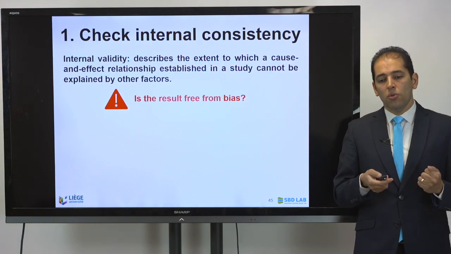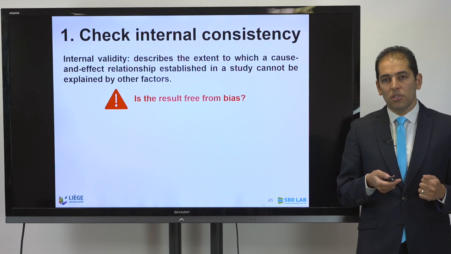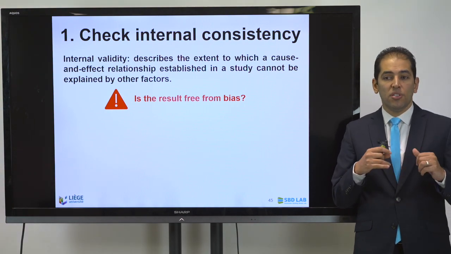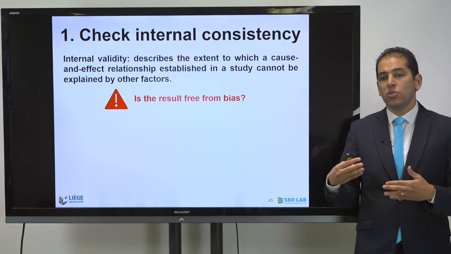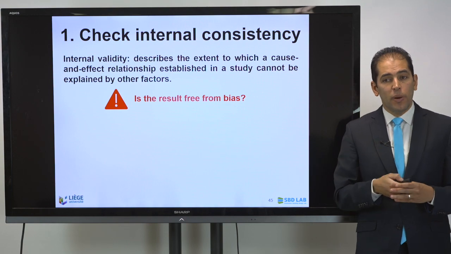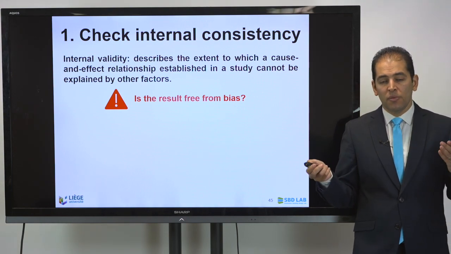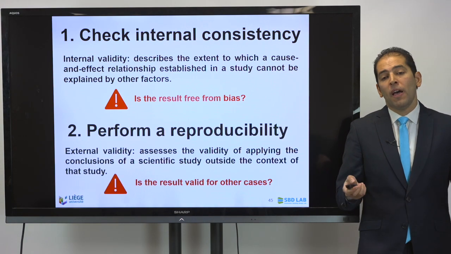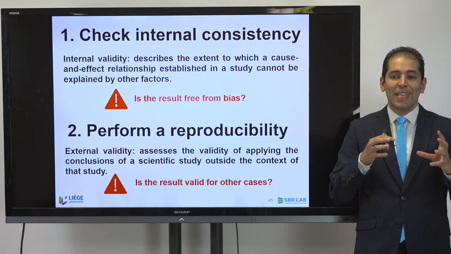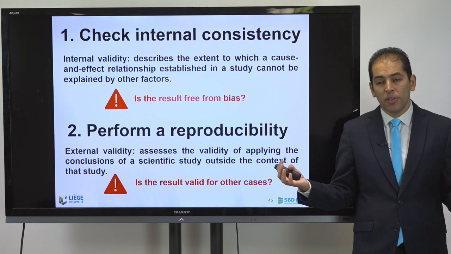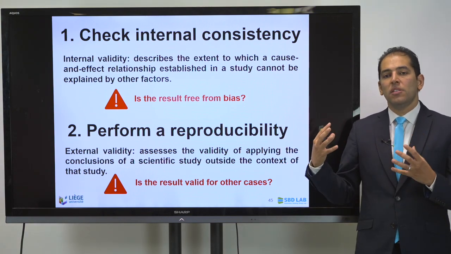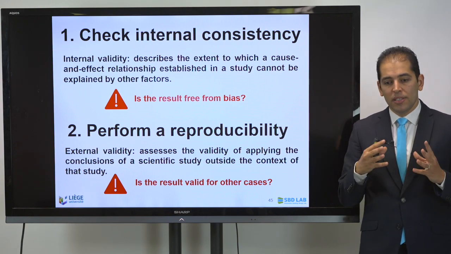Now, make sure always when you are conducting validity activities to check the internal consistency. Internal validity, we mentioned earlier, describes the extent to which a cause and effect relationship established in the study cannot be explained otherwise. So I need to ask myself, are my results free of bias or not? And I need to perform reproducibility to make sure that I can assess the generalizability of my research findings, and that in other contexts with other subjects, the same results will be there.